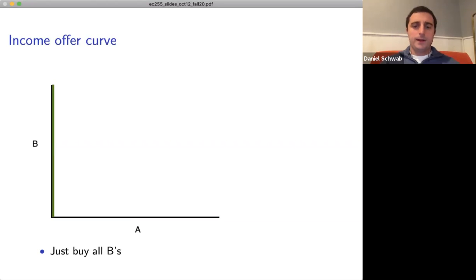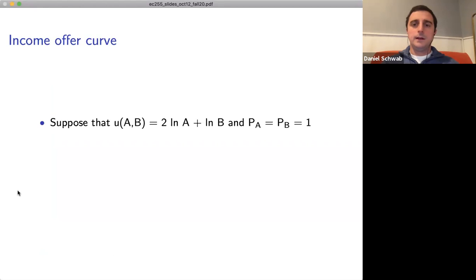Okay, so we're back now. Let's see. In this example, we saw just a nice vertical line. So we would just consume all bananas no matter what. Okay, so let's see another example.